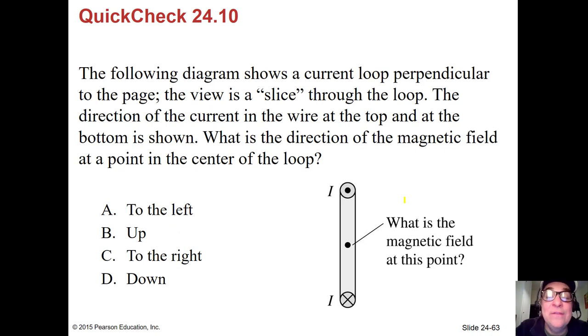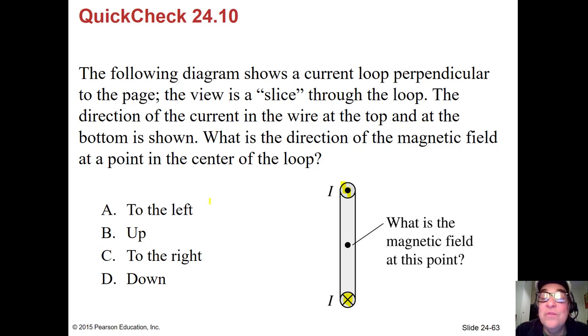Okay, let's take a look at this one. The following diagram shows a current loop perpendicular to the page. Okay, so this is our new notation. This means out at you. This means into the page. So the current's coming out at you, going around the loop, and then going back into the screen. And we want to know, what is the magnetic field at this point? The direction of the current is shown. What is the direction of the magnetic field at the center?